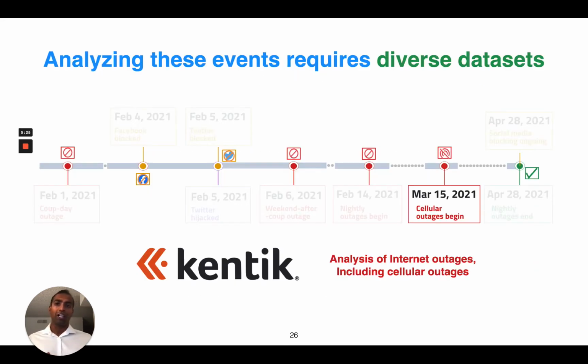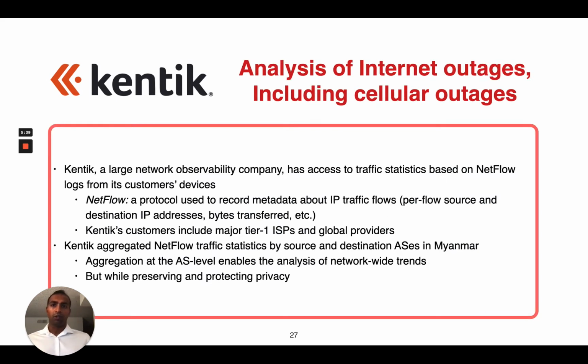Data from Kentik can also help analyze internet outages around the world. Though it can sometimes be less precise in its detection of outage times relative to IODA, it has the key advantage of being able to uncover cellular outages. Kentik is a large network observability company and has access to traffic datasets based on netflow logs from its customers' devices. Netflow is a protocol used to record metadata about IP traffic flows, such as per flow source and destination addresses, packet counts, bytes transferred, etc. Kentik's customers include major Tier 1 ISPs and global providers from whose devices and routers these netflow logs are sampled. And this data therefore provides a view of a large cross-section of internet traffic.